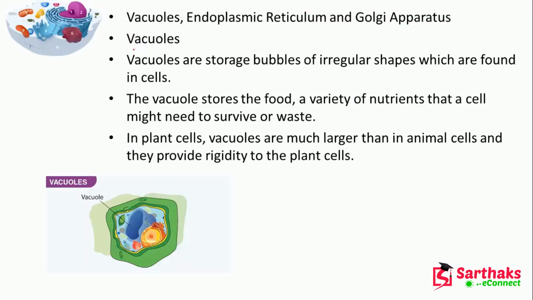Now the vacuoles. Vacuoles, endoplasmic reticulum and Golgi apparatus are different parts of the cell. Vacuoles, Golgi apparatus and endoplasmic reticulum we have already discussed. Here in this picture you can see the vacuole. These vacuoles are storage bubbles of irregular shape which are found in the cell.